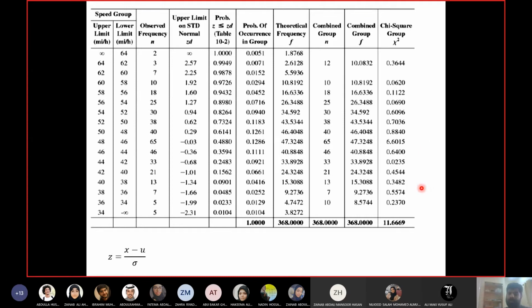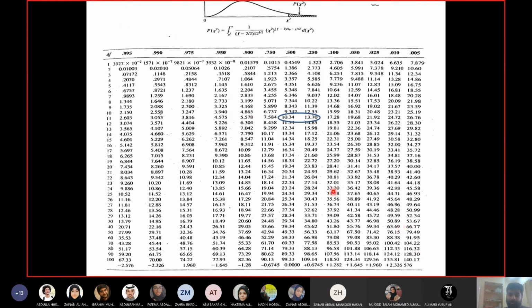And how much is my chi-square value? 11.6669. So you come to the chi-square table, see where 11 degrees of freedom is, this row. Now if you go along this row, where is 11.6669? It will be between these two values, 10.34 and 13.7. After 13.7 it is more than that, so I cannot go forward, and below 10.34 it is less than that. So 11.6669 is between these two values.